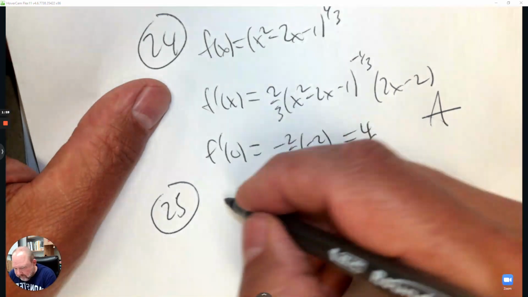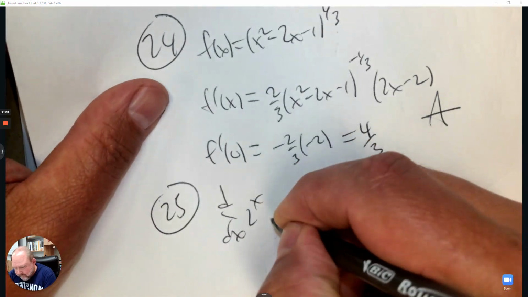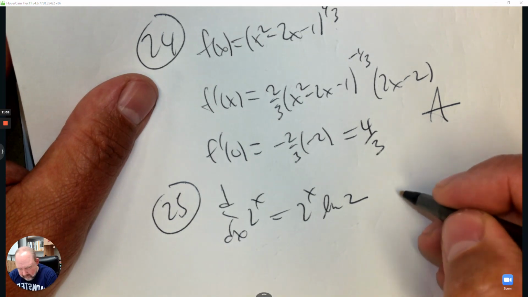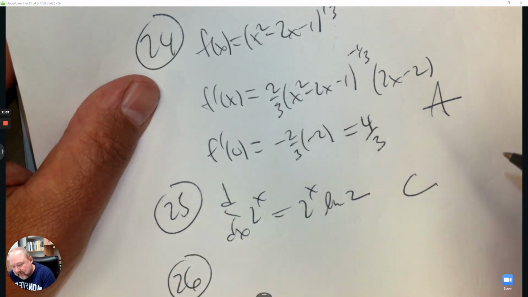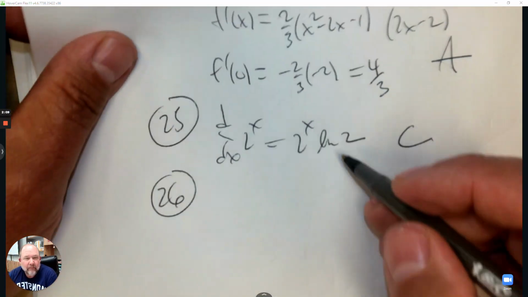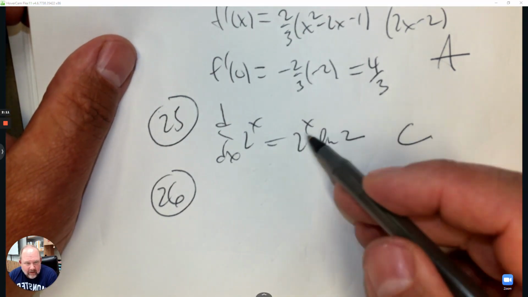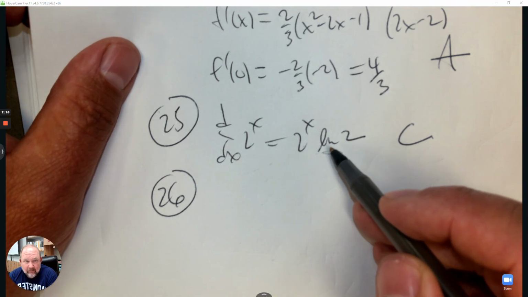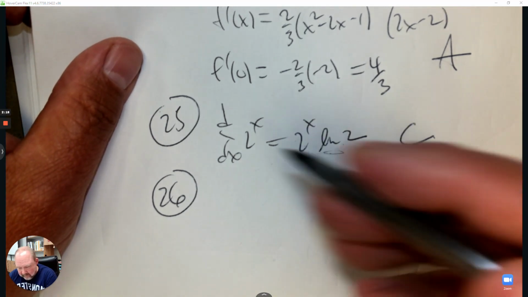The derivative of 2 to the x. Copy it and the hook. Answer C. It's not a hook, it's part of the formula. You copy, the hook is 1, copy, but because the base is not e, we write down ln of whatever the base is at the end of it.